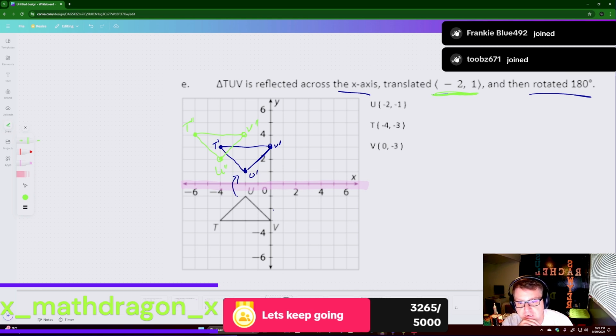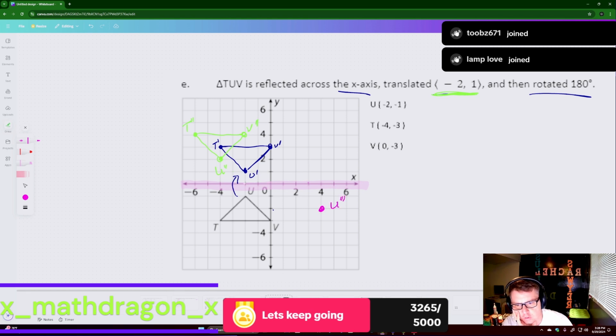And then we want to rotate it 180. So now this is going to be rotated. If we do 90, it would fall here. 180, I'm going to assume is going to be down here. So we go 1, 2, 3, 4, 1, 2. We are going to go 1, 2, 3, 4, 1, 2. And that becomes U triple prime.